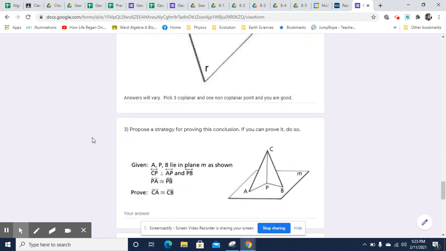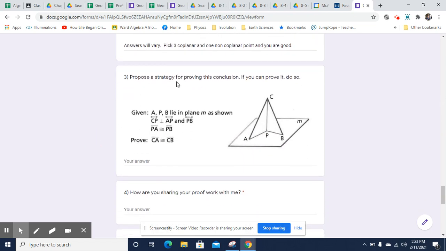Okay. Now we do have a proof here. So propose a strategy for proving this conclusion. If you can prove it, do so. So we know that points A, P, and B lie on plane M as shown. And we know that line CP is perpendicular to AP, and it's also perpendicular to PB. Okay, and we know that PA and PB are congruent. And we're asked to prove, are CA and CB congruent?